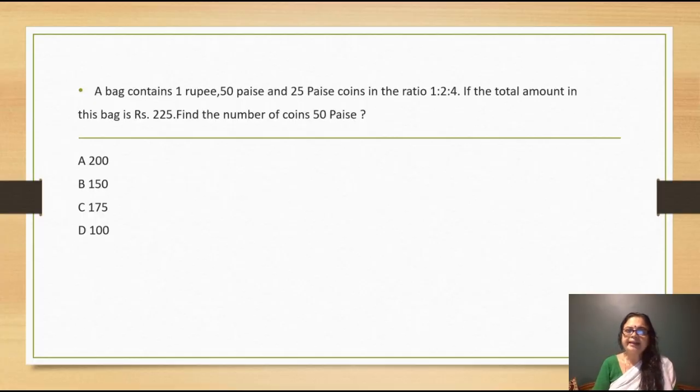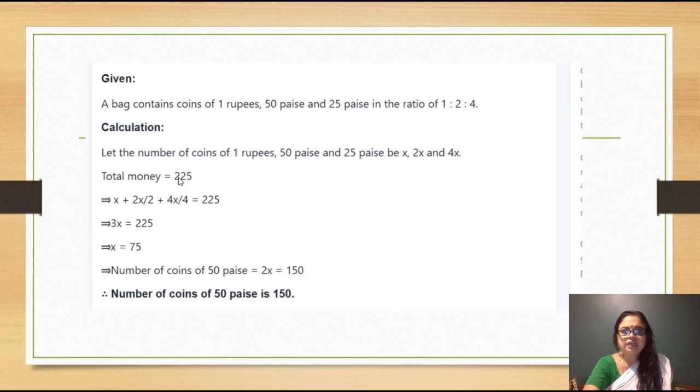Next one, a bag contains 1 rupee, 50 paise and 25 paise coins in the ratio 1 is to 2 is to 4. If the total amount in the bag is 225, find the number of 50 paise coins. So you have A, B, C, D options. We can express the rupee in terms of paise, or you can express paise in terms of rupees. Here I have given the values in terms of rupees. So let us say 1 rupee, then 50 paise can be expressed as 1 by 2 of a rupee, isn't it? 50 is 1 by 2 of a rupee, then 1 by 4 of a rupee is 25 paise.